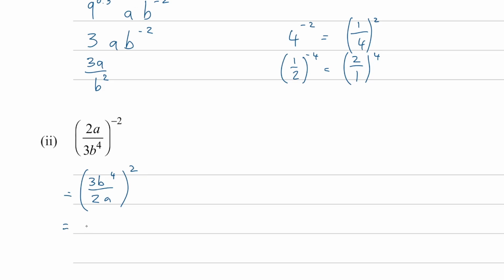So we'd get 3 squared. We'd get b to the power of 8, right? 4 times 2, divided by 2 squared times a squared, which is 3 squared is 9, b to the 8, over 2 squared is 4, a to the 2. And that would be our final answer.